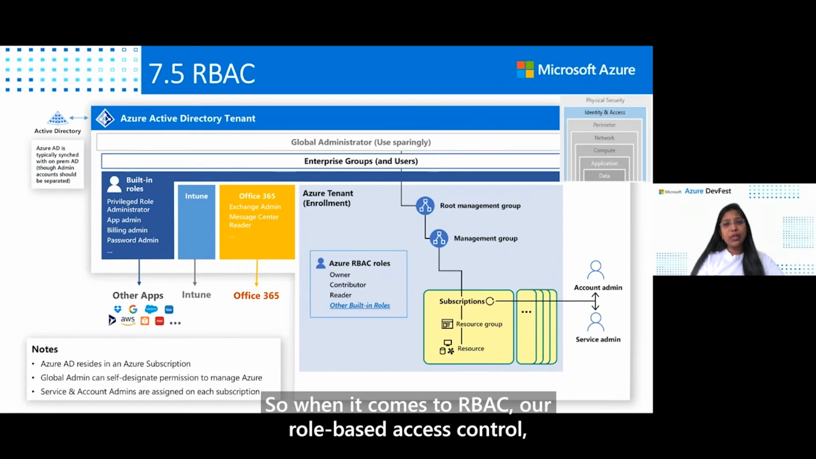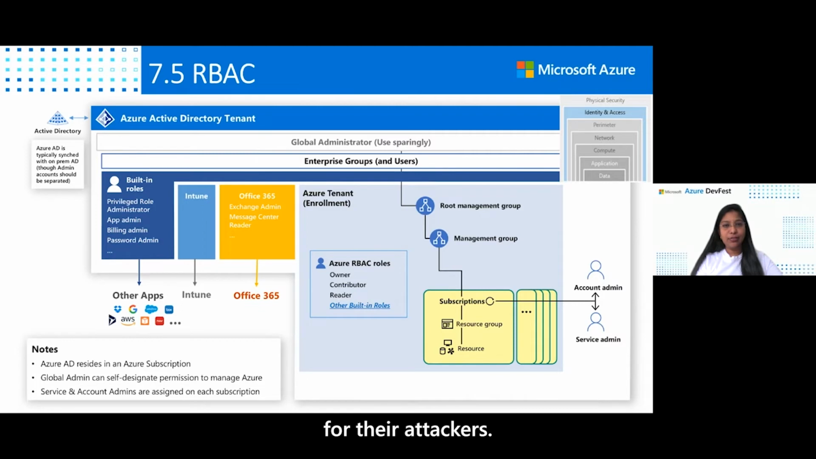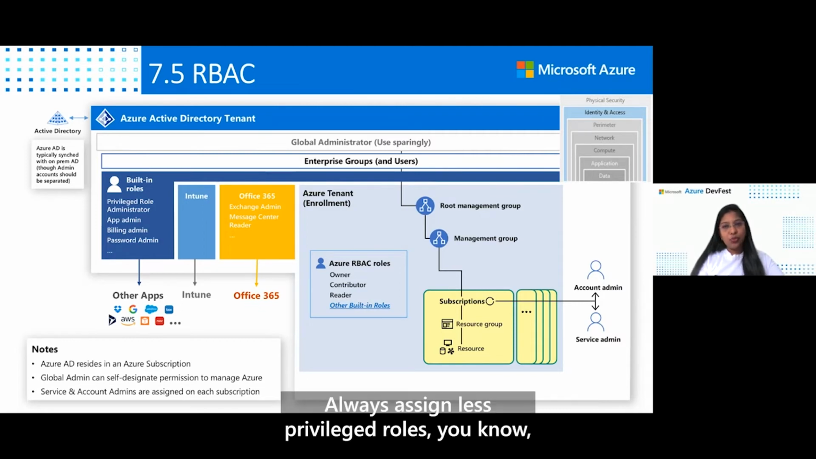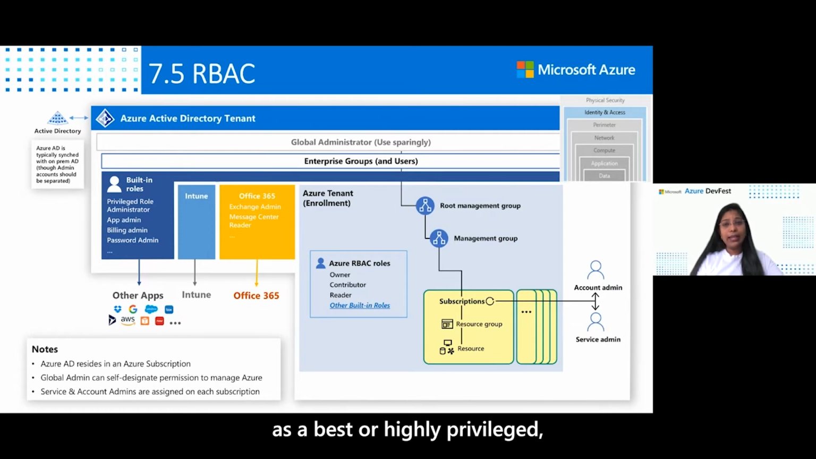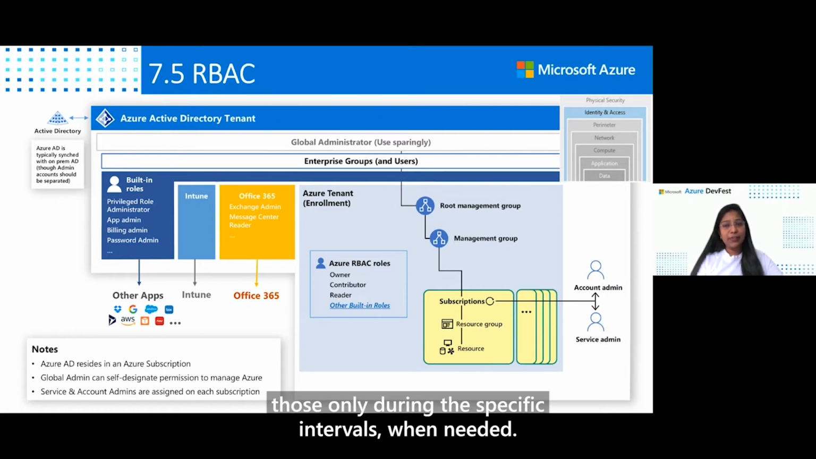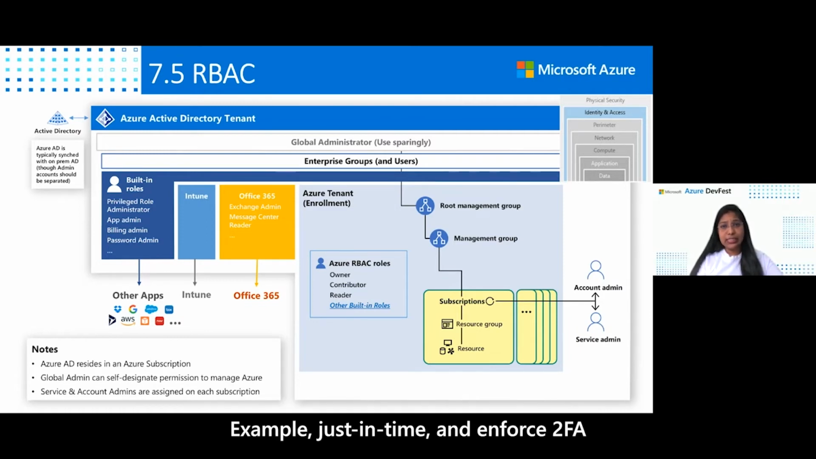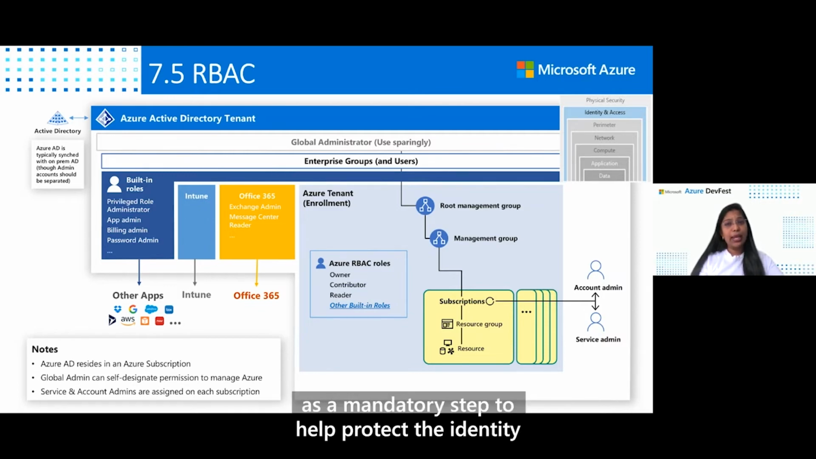When it comes to RBAC, or role-based access control, it's important to follow the least privilege access model to eliminate the risk of exposing a wide area to attackers. As a best practice, always assign less privileged roles, or assign highly privileged roles only during the specific intervals when needed, for example, just in time. And enforce 2FA as a mandatory step to help protect the identity from being compromised.